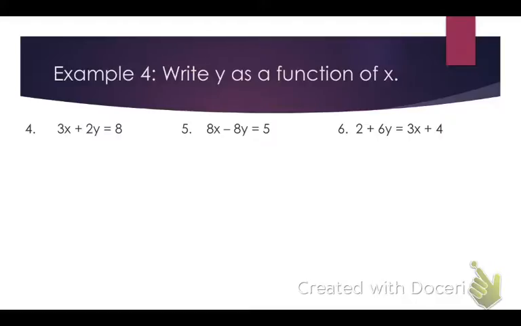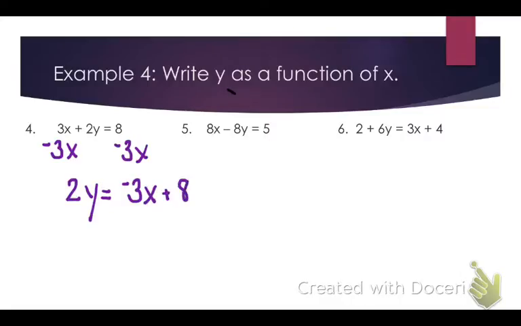In example 4, you're asked to write y as a function of x. These directions mean to solve for y and get everything else on the opposite side. So to do this, in number 4, I'm first going to get rid of the 3x. So I need to subtract 3x from both sides, which results in positive 2y is equal to, I'm going to put my negative 3x first, and since the 8 is positive, I will write plus 8. I could write 8 minus 3x, but it's good if you can get in the habit of putting your variable first and your constant second.